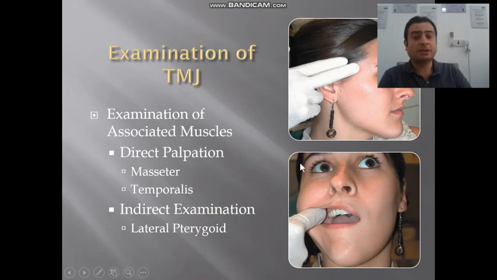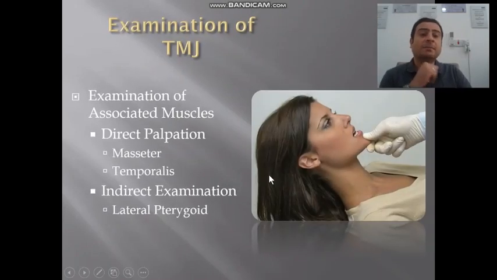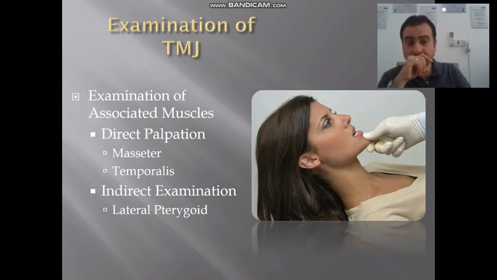Indirect examination would involve the lateral pterygoid. We ask the patient to open against resistance because the lateral pterygoid is the muscle that is responsible for opening of the temporomandibular joint. We ask the patient to open their joint against resistance. So we place our hands beneath the chin and ask the patient to open. If there is any pain, we should make note about it.